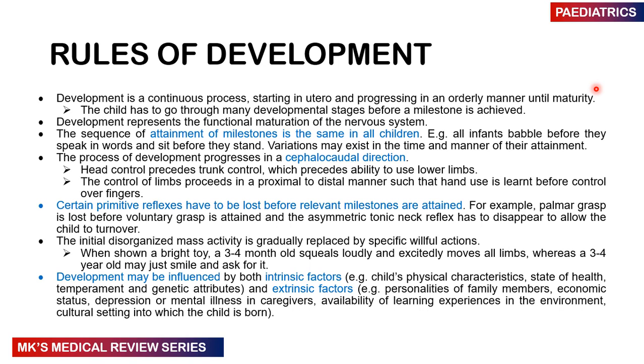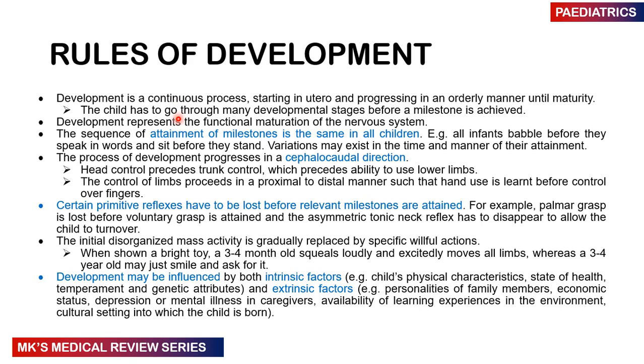This is very important, meaning that if a child is not able to sit, you don't expect them to walk. If a child is not able to attain head control in bed, you don't expect them to sit because they haven't yet achieved that milestone of being able to control their head. Then development represents the functional maturation of the nervous system. I think I already alluded to this.